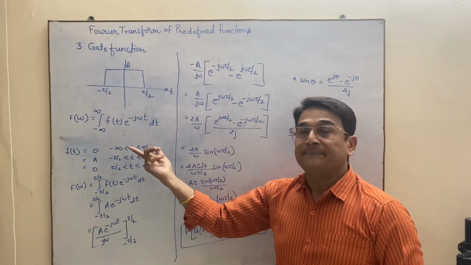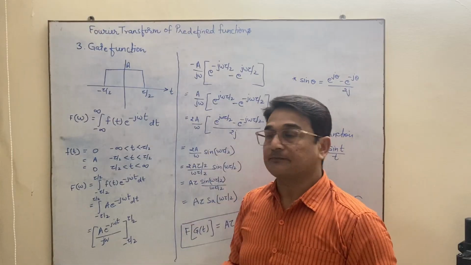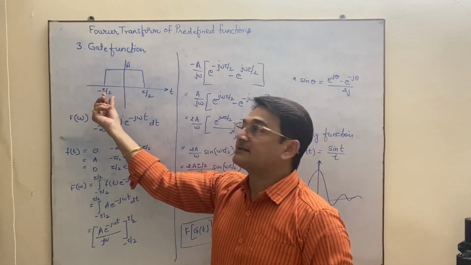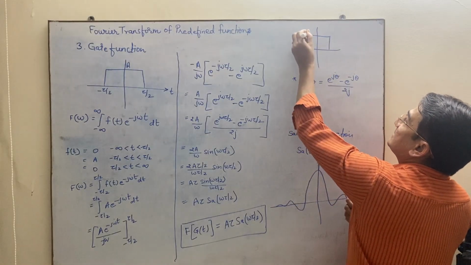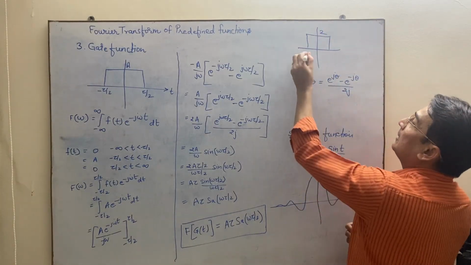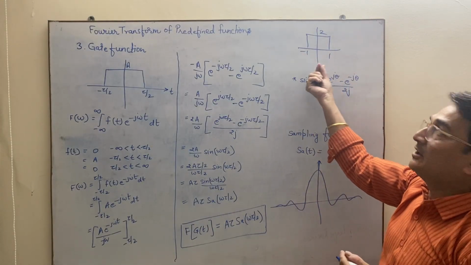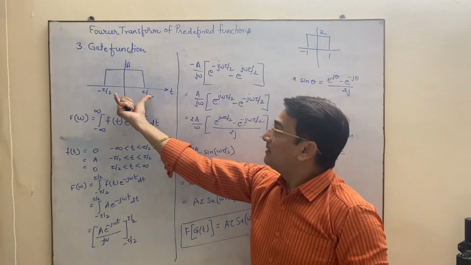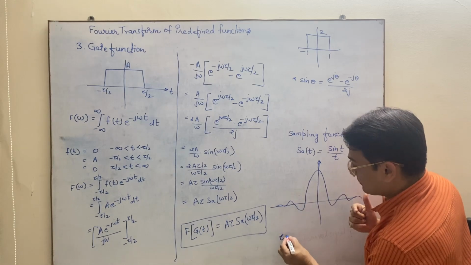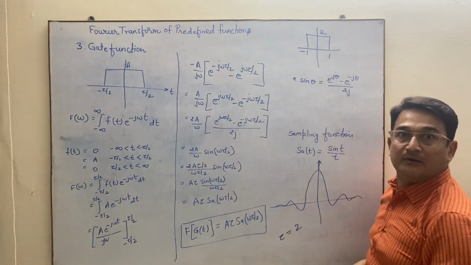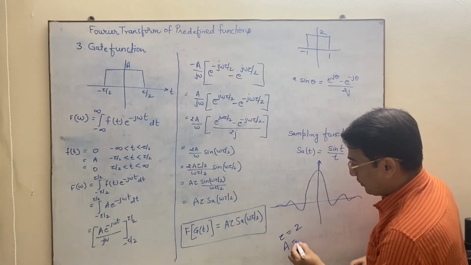Now in the exam, there are many modifications of this gate function. Suppose they ask in the exam that a rectangular pulse is given whose width is 2 and it is specified from -1 to +1. So easily you can say that the width of this is tau. So here the width is what? Tau is equal to 2, and a is what? The height, which is also 2.